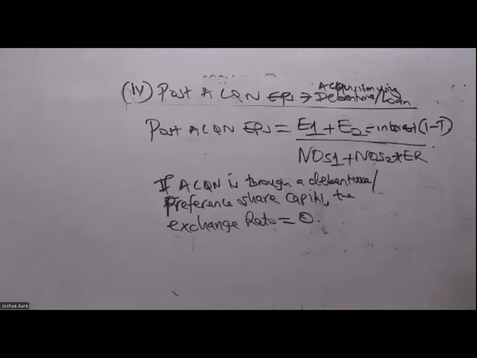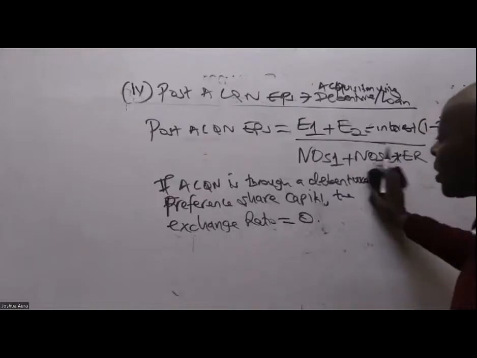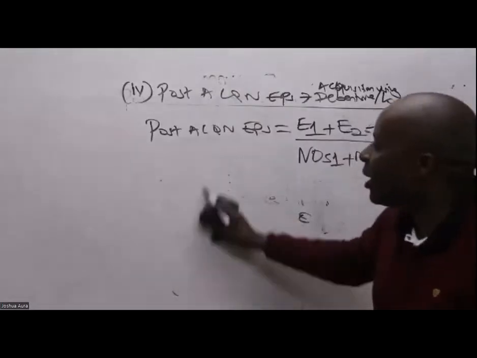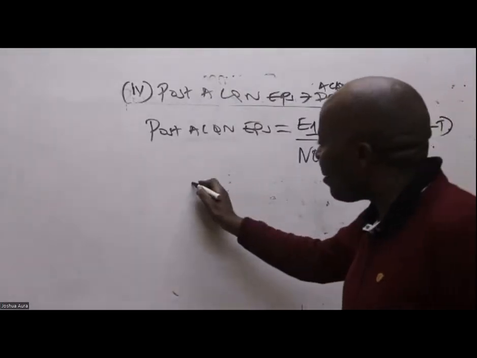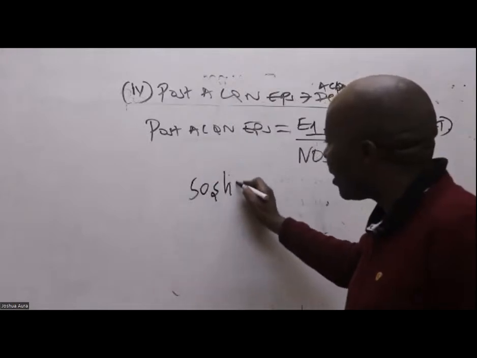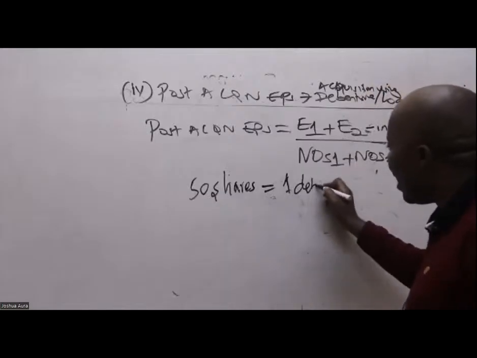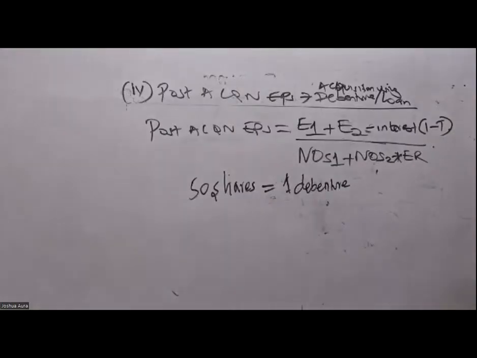Now, could you kindly tell me what they have told us about the number of shares? How many shares will this target company give us? The target company will give us 50 shares for every one debenture we give them.